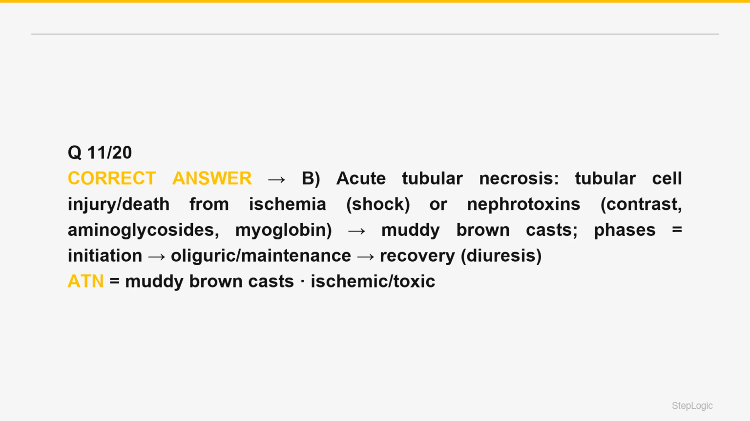And 3. The recovery phase, when tubular cells regenerate, often with a polyuric diuresis, and risk of hypokalemia or electrolyte wasting before full recovery. Lab-wise, intrinsic ATN shows a high FeNa, greater than 2%, unlike prerenal azotemia, FeNa less than 1%. It is usually reversible with supportive care. The ischemic or nephrotoxic tubular injury with muddy brown casts and the 3 phases is acute tubular necrosis.